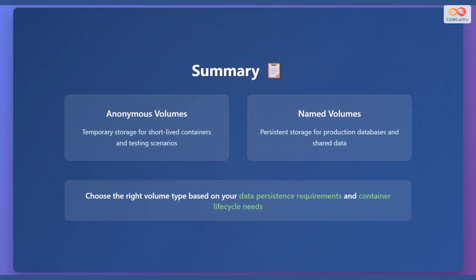In summary, anonymous volumes are for temporary storage for short-lived containers and testing scenarios, while named volumes are for persistent storage for production databases and shared data. Choose the right volume type based on your data persistence requirements and container lifecycle needs.